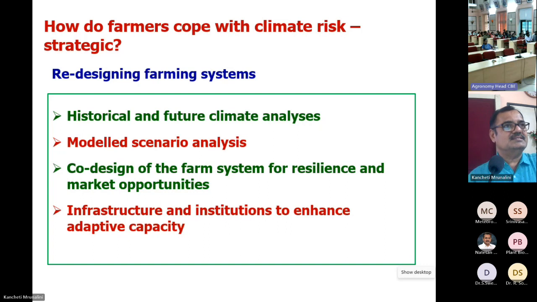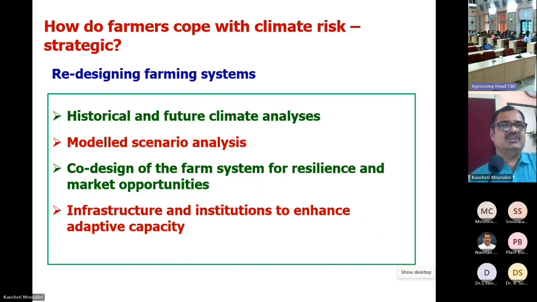Like that, we have to analyze and assess the risk of that crop, and co-design the farm systems for resilience and market opportunities. Market opportunities, of course, are not in our hands. Wherever the crop requirement or demand is more, there we have to plan the crop.